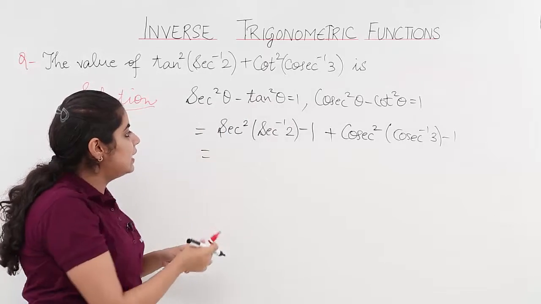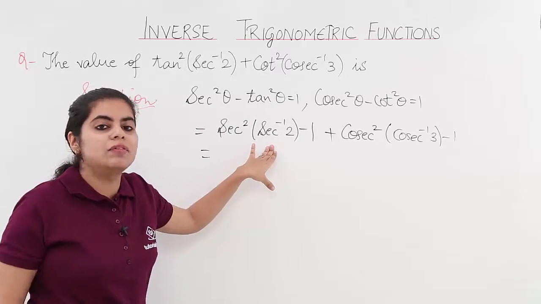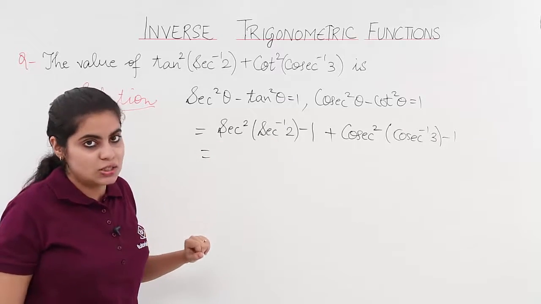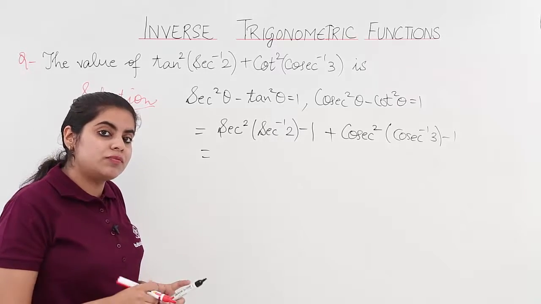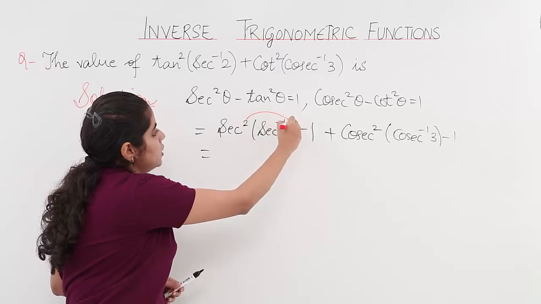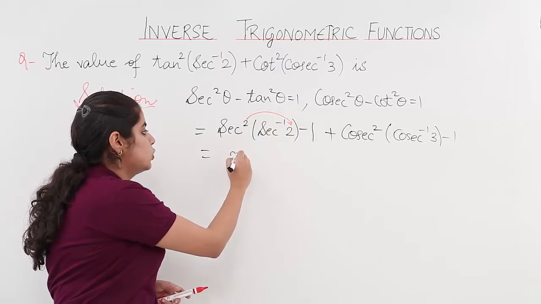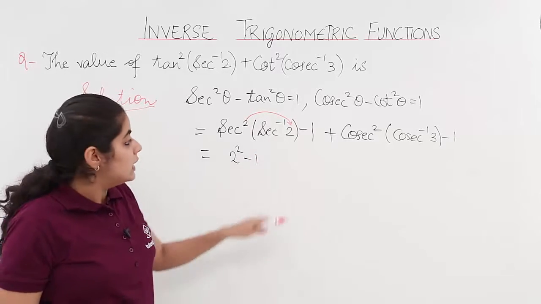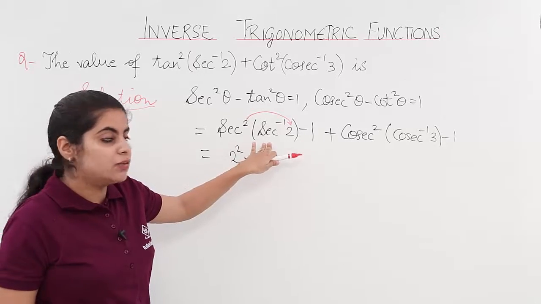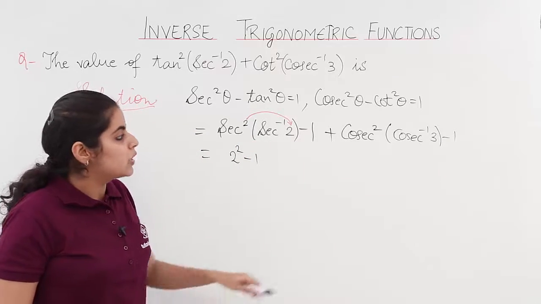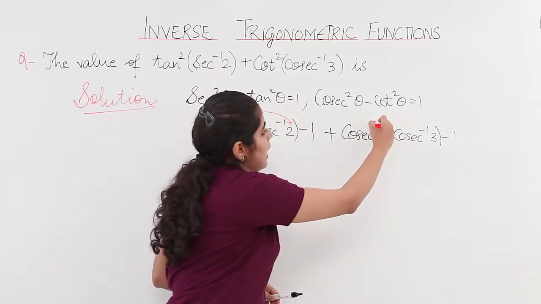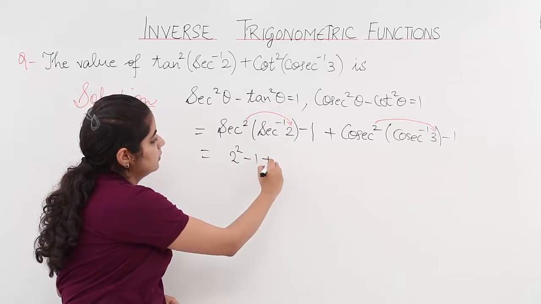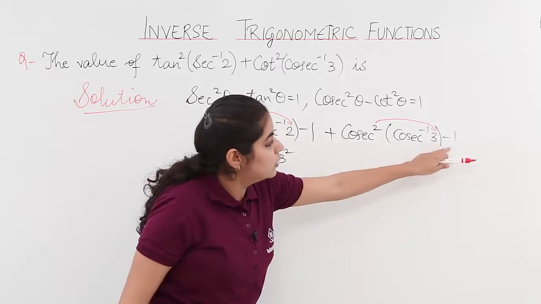Right. Had it been secant and secant inverse, they would have cancelled each other, nullified each other's effect. But it is not secant here, it is secant square. So what happens? The square shifts inside and becomes 2 square minus 1, copied as it is. Now again, the same application in secant inverse is followed in cosecant inverse also. The square shifts inside to 3, so it becomes 3 square, plus is copied and minus 1 here is copied as it is.